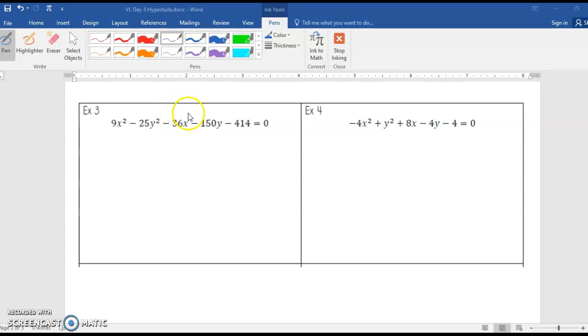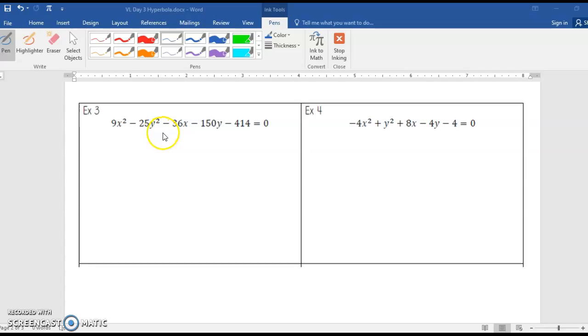Hello students, you might have watched the video already on how to work with hyperbolic equations and get all the features. In this video, I'm going to explain how to convert a standard form into a vertex form for a hyperbola.